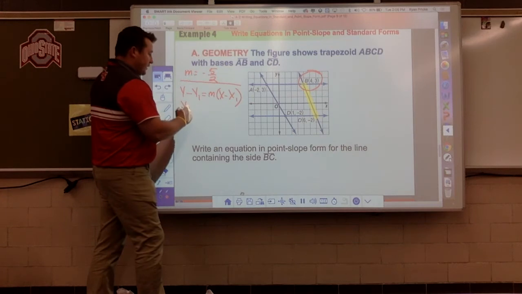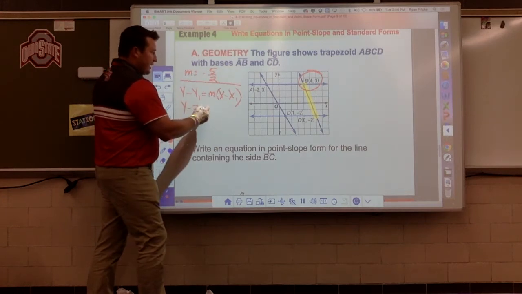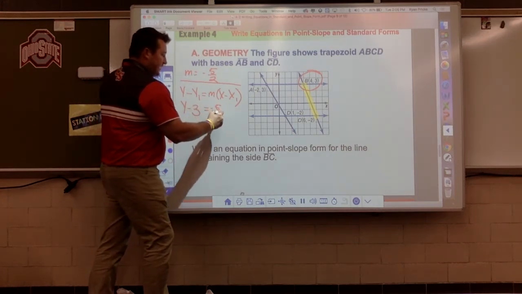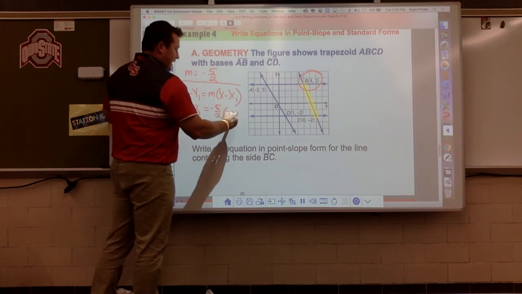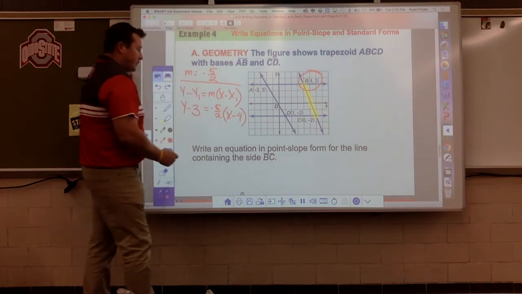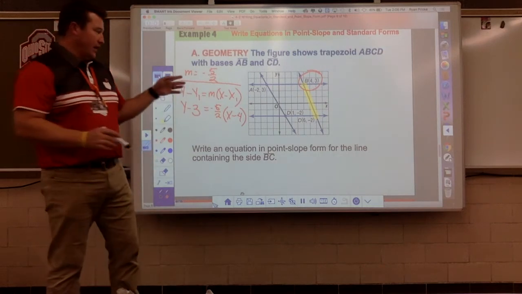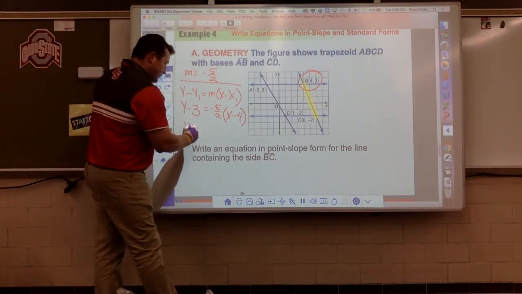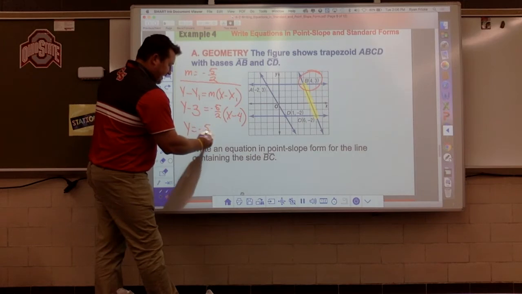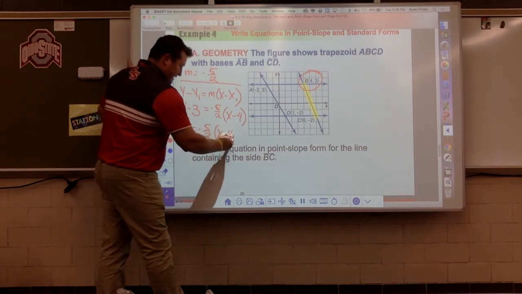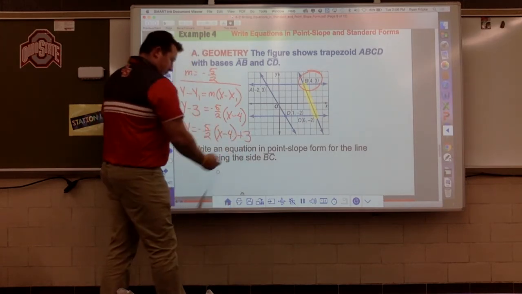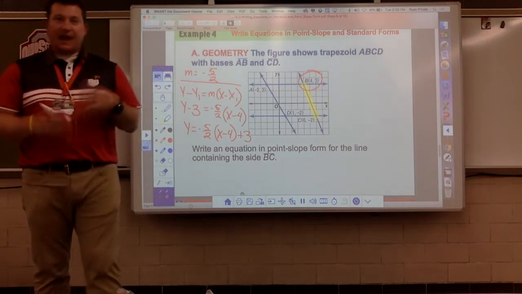For the rest of us, we're going to go y minus 3 equals negative 5 halves times the quantity x minus 4. And then my last step is just to move that 3 over there, right? We don't need to distribute. So y equals negative 5 halves times the quantity x minus 4, plus 3. Okay? And there you have it.